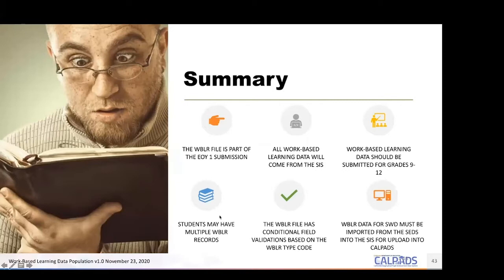Students may have multiple WBLR records submitted for them, and the WBLR file has conditional field validations that we looked at some of them based on the WBLR type codes. And lastly, the WBLR data for students with disabilities must be imported from the special education system into the CIS for upload into CalPAS if it doesn't exist in your CIS. So that's an internal discussion you should have to make sure that all these different fields are available in your student information system and they're populated correctly.